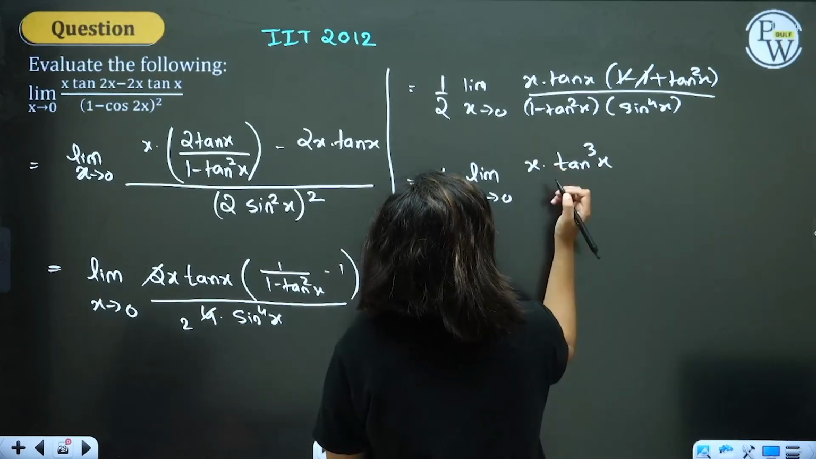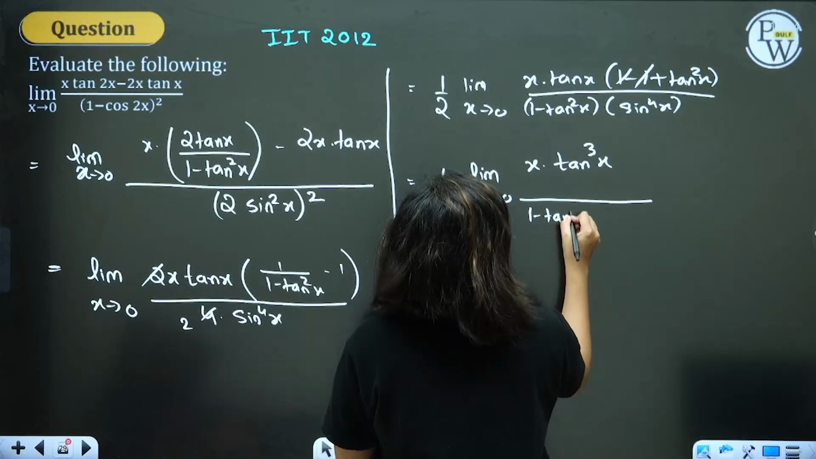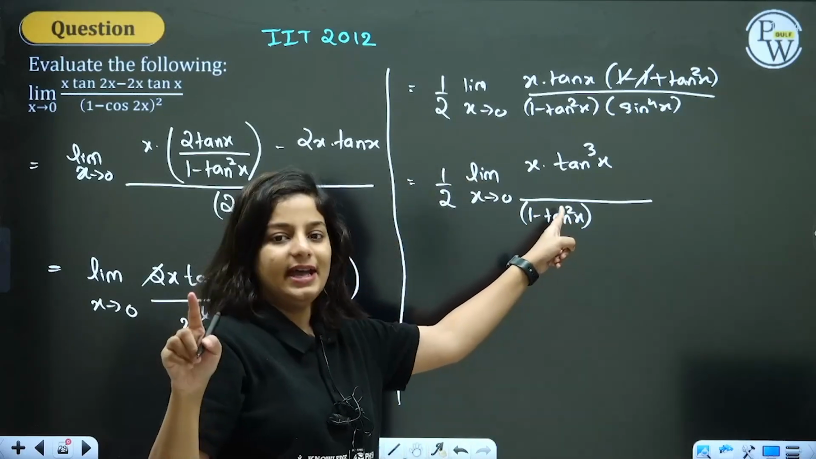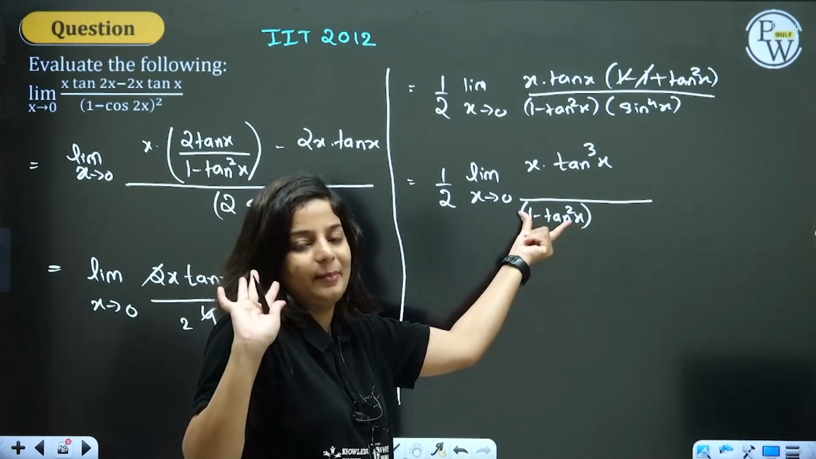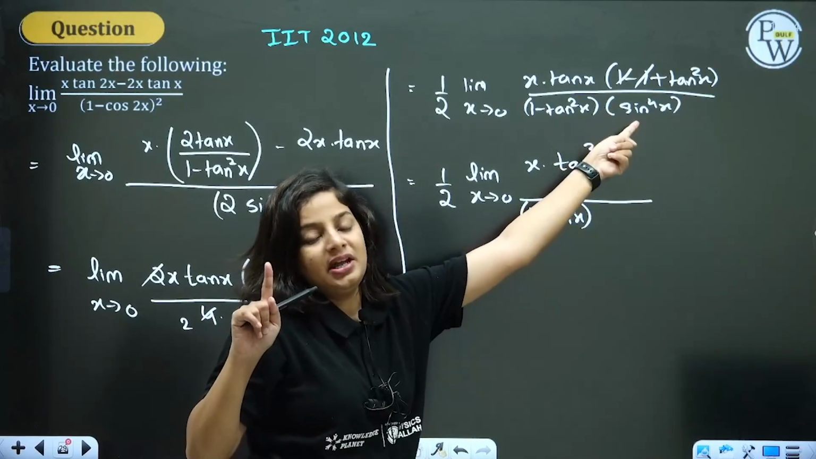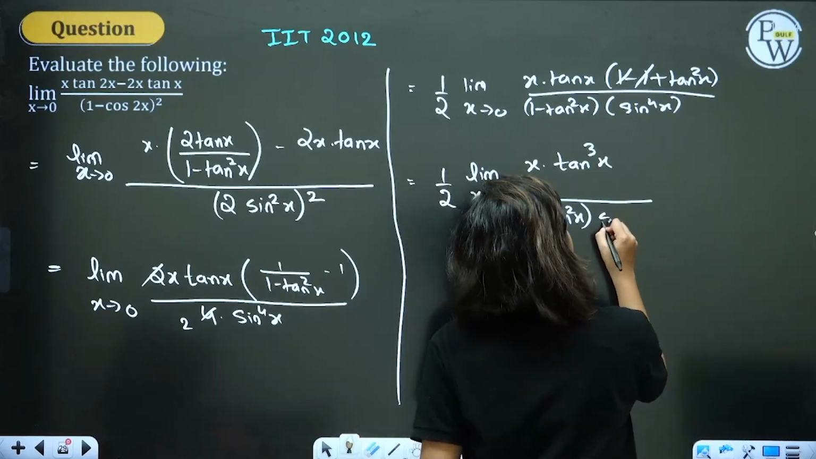Into x, and the denominator is 1 minus tan square x. Now this is not going to cause any problem, because when you put x as 0, tan 0 is 0, and 1 minus 0 is a good term. We don't have a problem with 1 minus tan square x. We have a problem with sine raised to 4x, because if I put x as 0, it makes the denominator 0. So that is a problem.